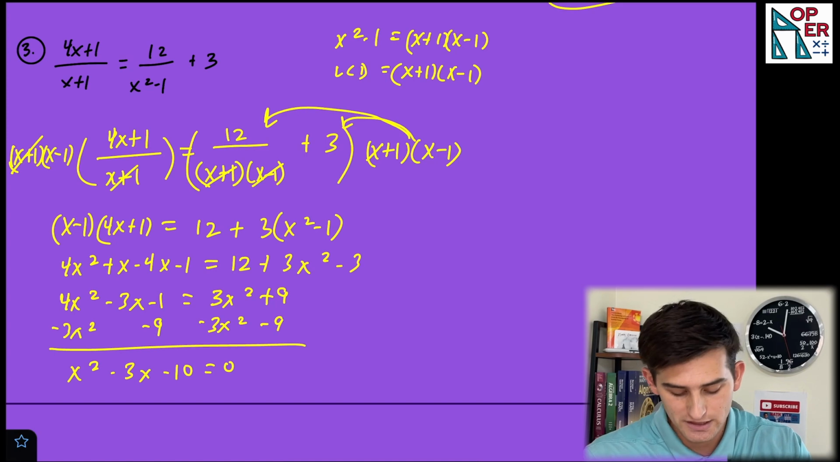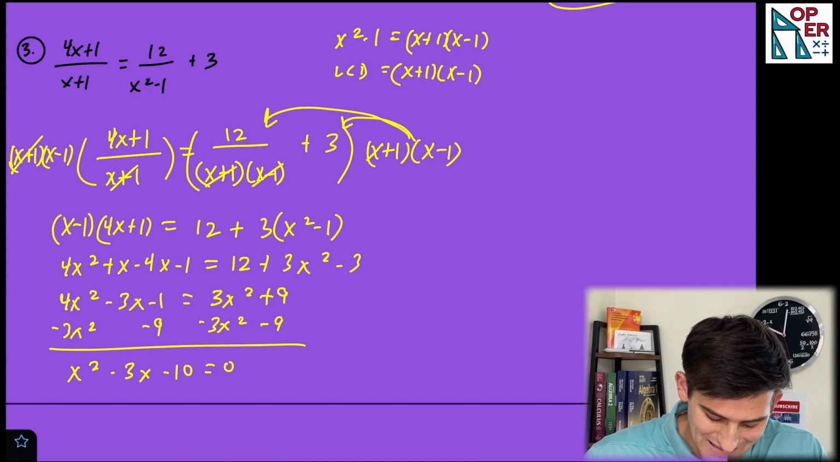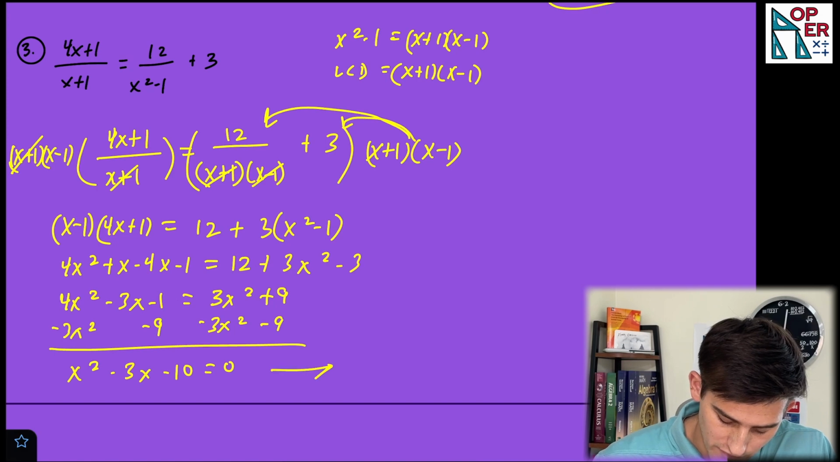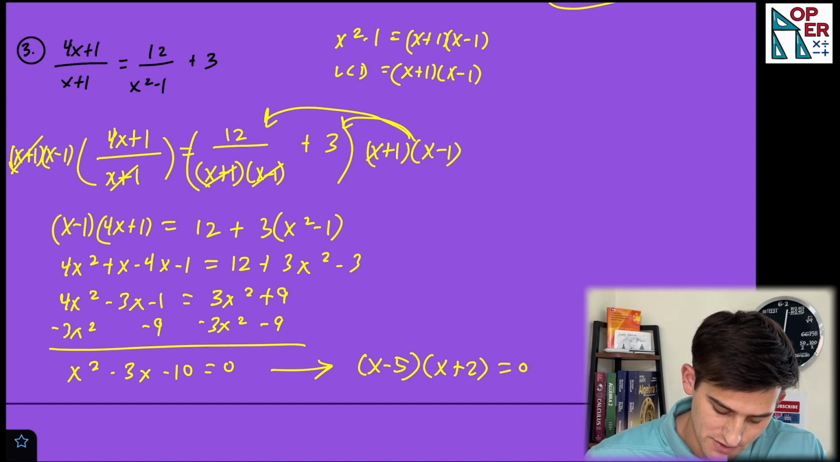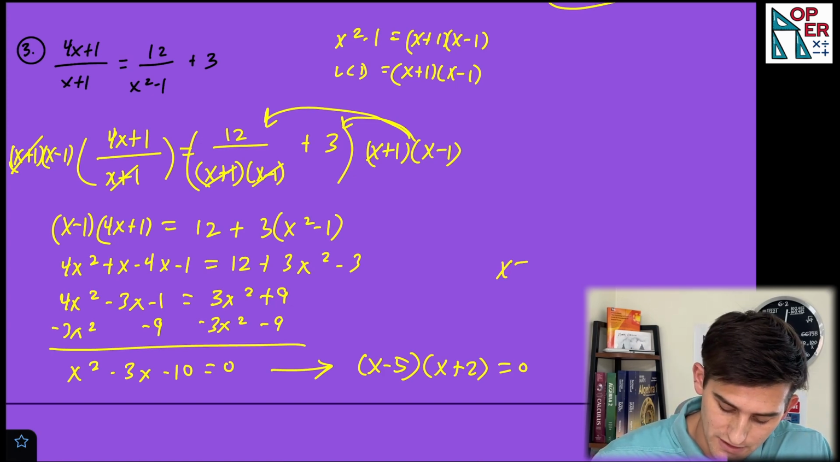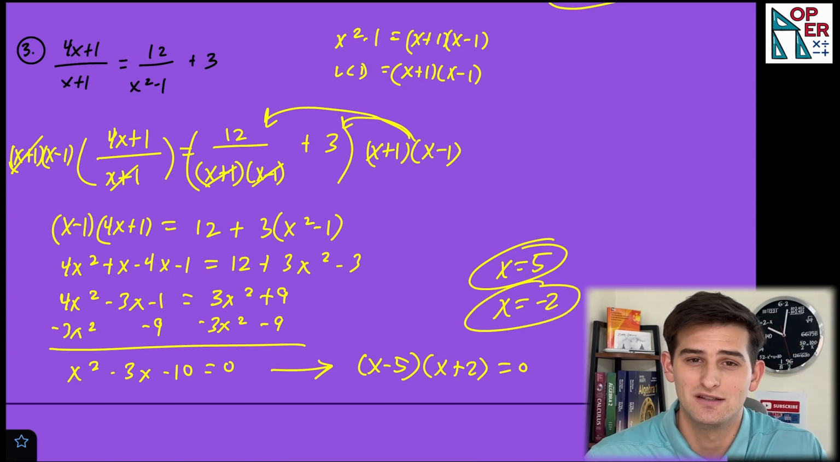So now all we need to do is factor what we have. So let's think about, okay, what multiplies to negative 10 and adds to negative 3. So we'll come over here, and we're going to get x minus 5 and x plus 2, right? Negative 5 plus 2 would be negative 3, and negative 5 times 2 would be negative 10. So we're going to take each of those factors and set them equal to 0. So we get our two answers of x equals 5 and x equals negative 2. And that is how you can solve some rational equations using the least common denominator.